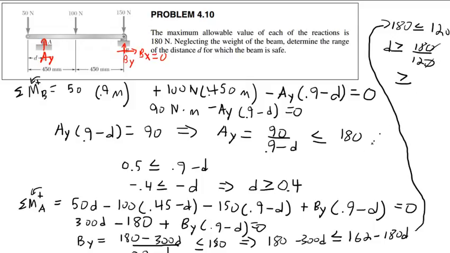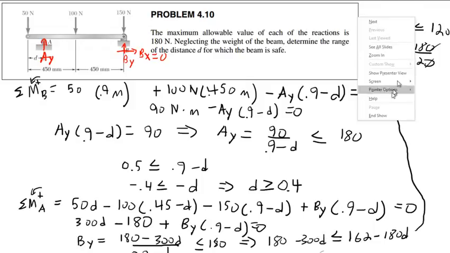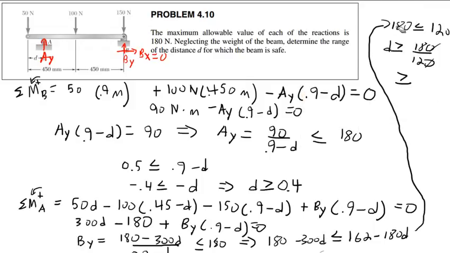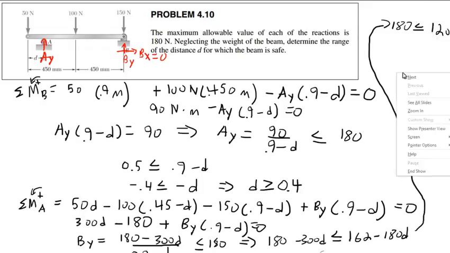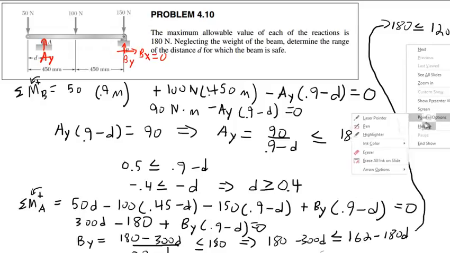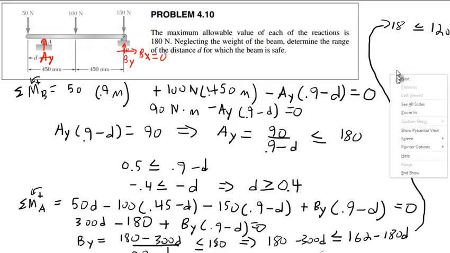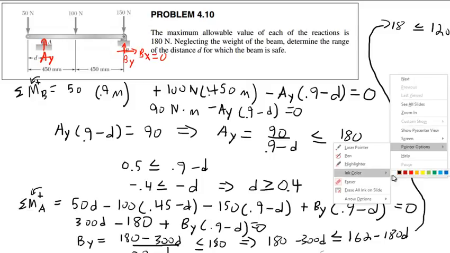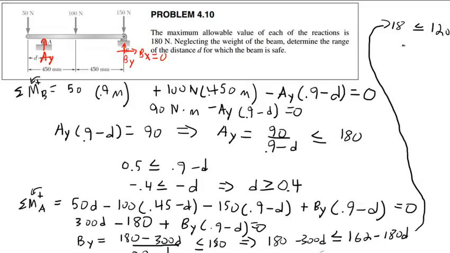Huh? Oh, 180 minus 160. Let me double check that math. Let's say 180 over 162. Oh, I was thinking 18, not 180, sorry. So then d is going to be greater than or equal to 18 over 120, or simply 0.15.